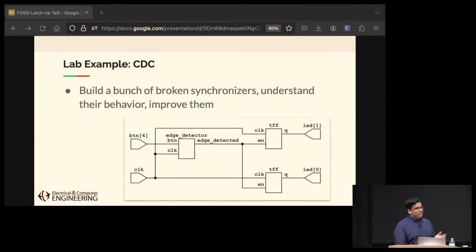Clock domain crossing, so another one of my favorites. We have them build a bunch of synchronizers that are subtly broken, like this one where we have them put two toggle flip-flops together on an edge detector, and since we're not properly synchronizing the clock, this becomes metastable. We have them press the button a bunch of times, realize that it's metastable, and you actually end up seeing that the two flip-flops actually put out different values eventually, despite them being driven by the same enable input. And this is where it kind of clicks what metastability actually is.